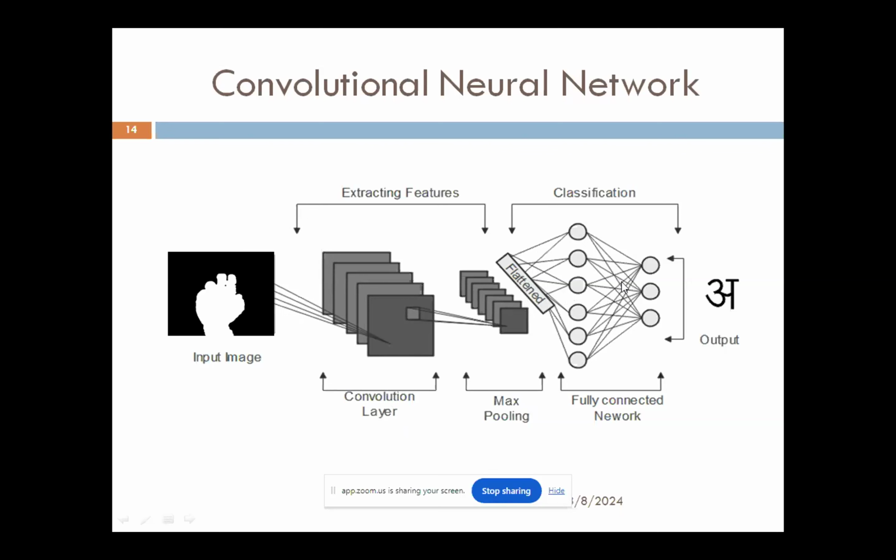There are two dense layers used. One dense layer has 256 units, and the second dense layer has units equal to the total number of classes. The number of classes is 47. So here is one sample. The input image is of A, and then the output will be the character A. So this is the convolutional neural network.